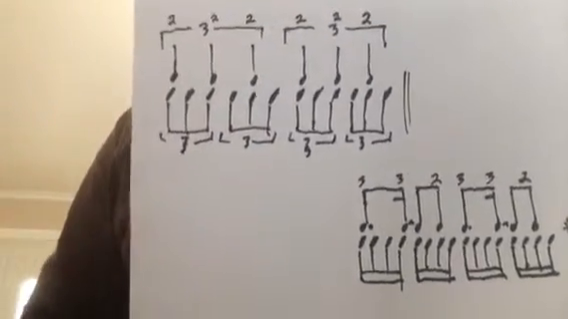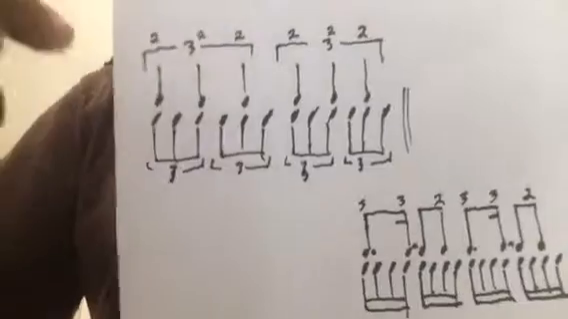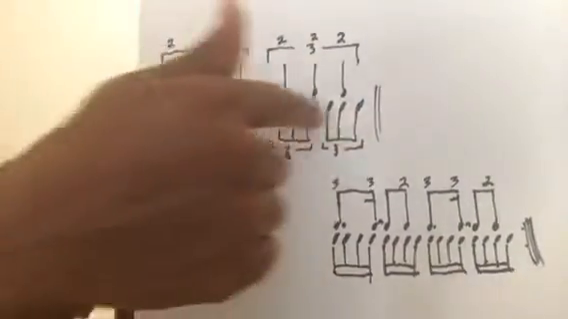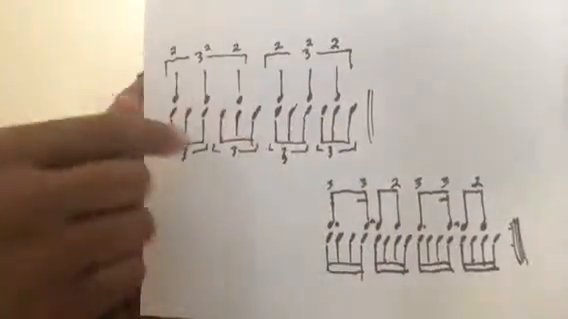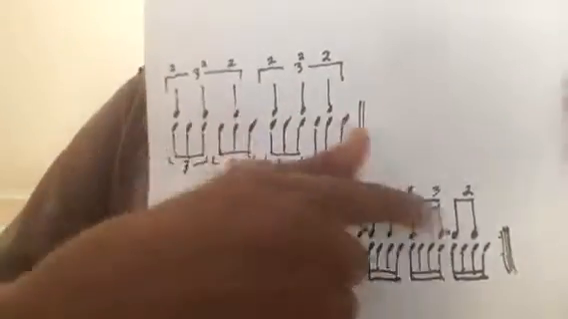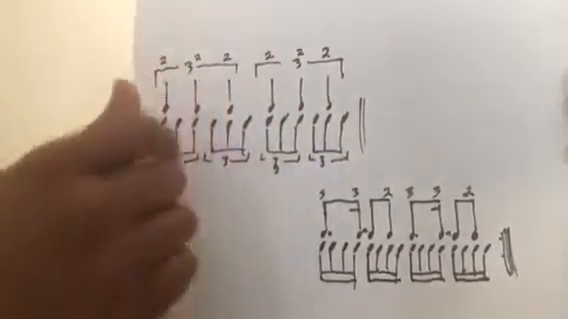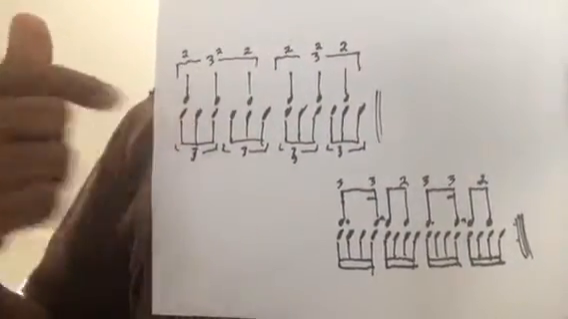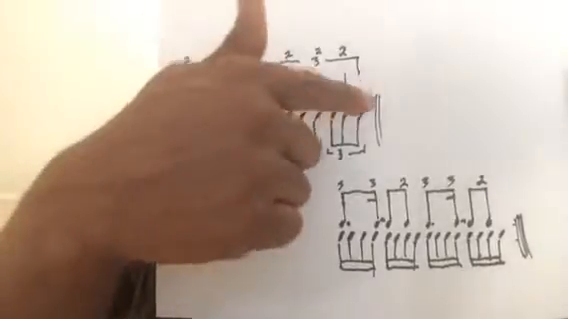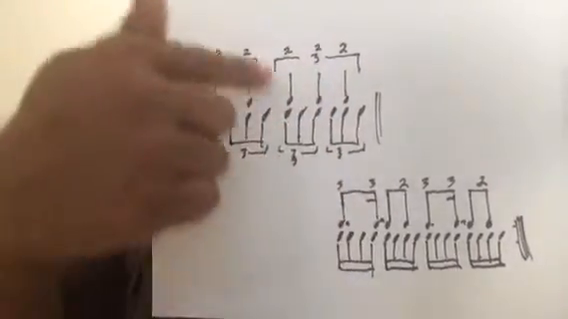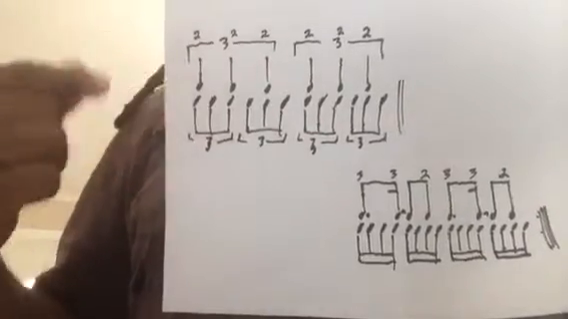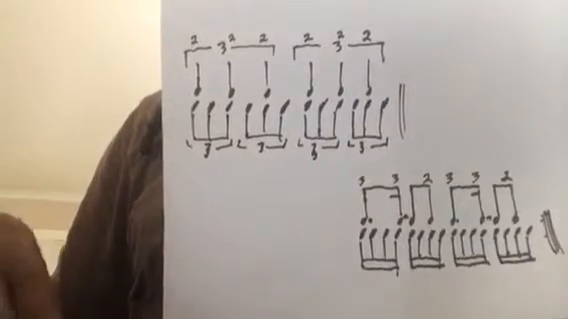Okay, so count 4 counts with me. Each one of these measures is 4 counts, so this will be 4 counts, and then this will be 4 counts. And I'll go back and forth between this one and this one, 4 counts each, starting here. So if you count 4 counts, every 4 counts, you will be switching back and forth. So 1, 2, ready, go.